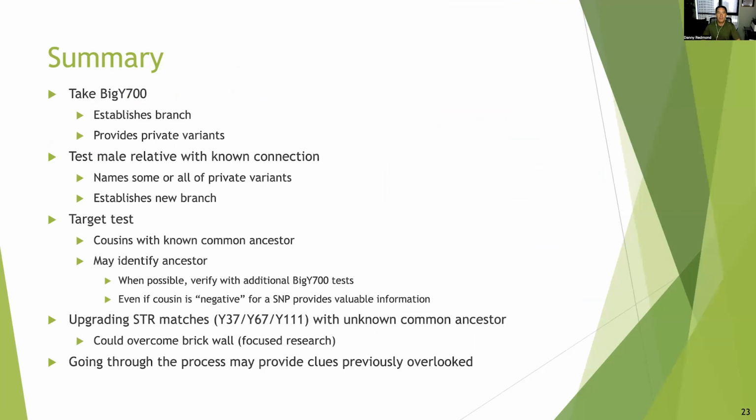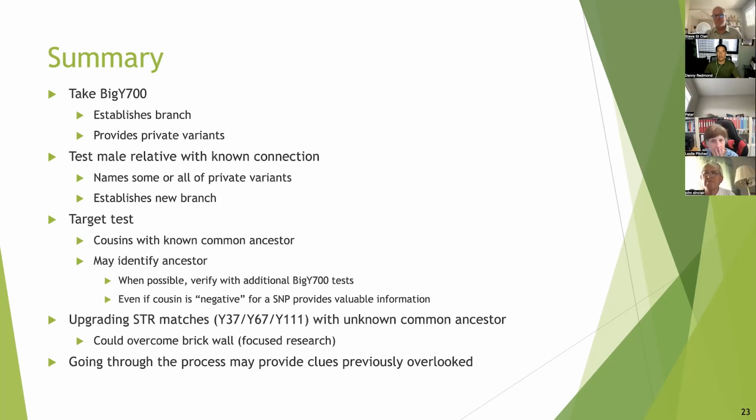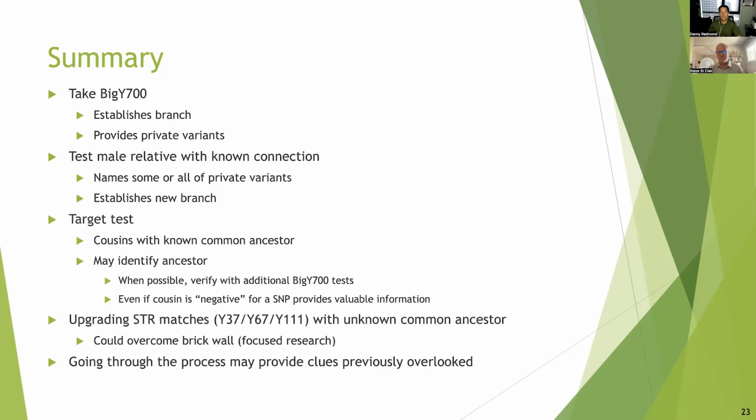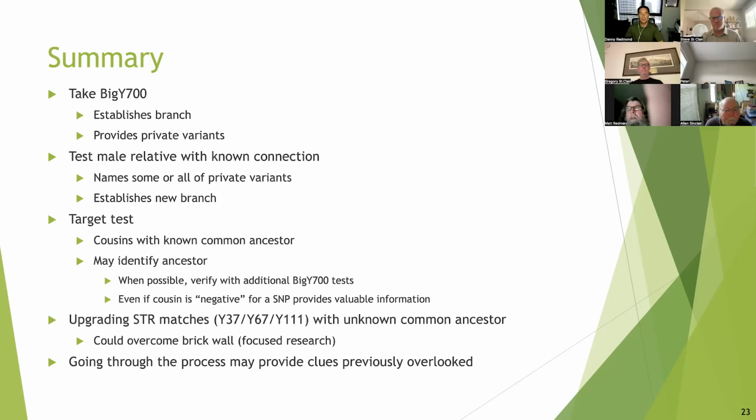So, summary: taking the Big Y establishes the branches. It helps name the private variances. Testing a male relative with a known connection, like an uncle or first cousin, second cousin, you should be able to name some of those private variances, which will of course establish those branches. So I do a lot of targeted testing for known cousins, but I also do a lot of testing of unknown cousins. If I see that they're an autosomal DNA match, I'll take that chance. But when possible, I verify with additional Big Y testers.